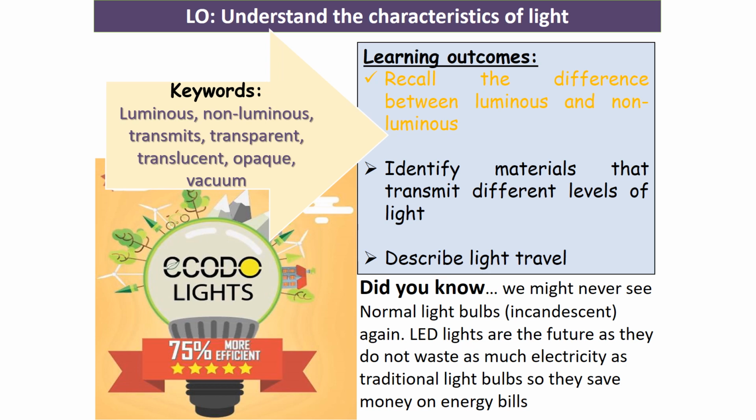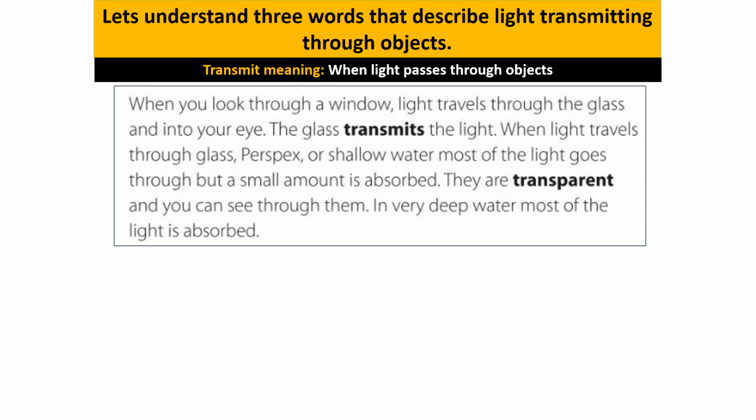We're now going to move on to our second learning objective, identifying materials that transmit different levels of light. So, when you look through a window, like the window in your bedroom, the light is traveling through the glass and into your eye. That glass is transmitting the light.